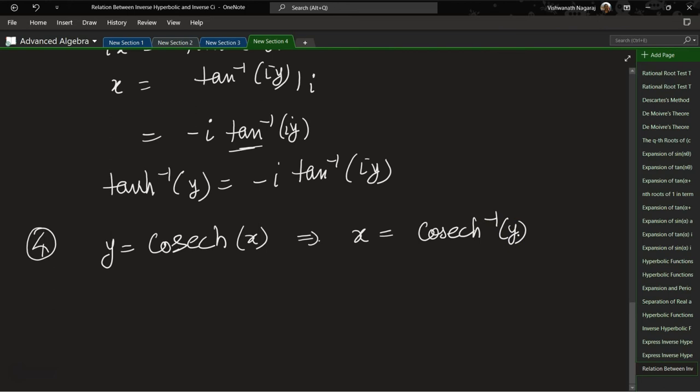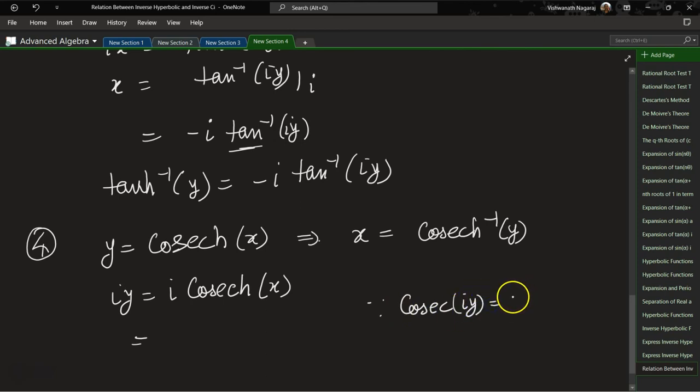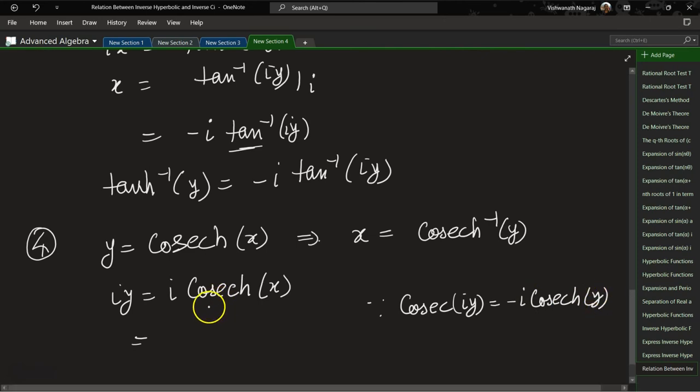Okay, now let's multiply both sides by i. So iy is equal to i cosech x. Again, you have to remember the identity: cosech of x, iy is equal to minus i cosec hyperbolic of y. Okay, so which means we can do the substitution here.